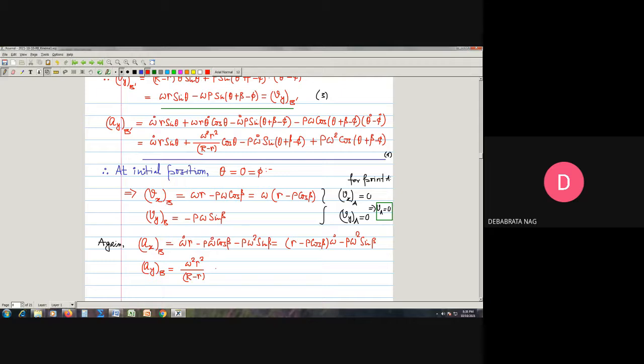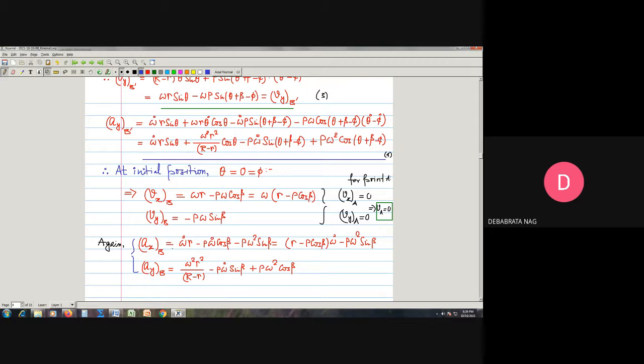Then it becomes minus rho omega dot. So we can say this is minus rho omega dot into sine of beta, and then you have plus rho omega square into cos of beta. Correct? So these are your desired expressions for accelerations of point B in the initial configuration.